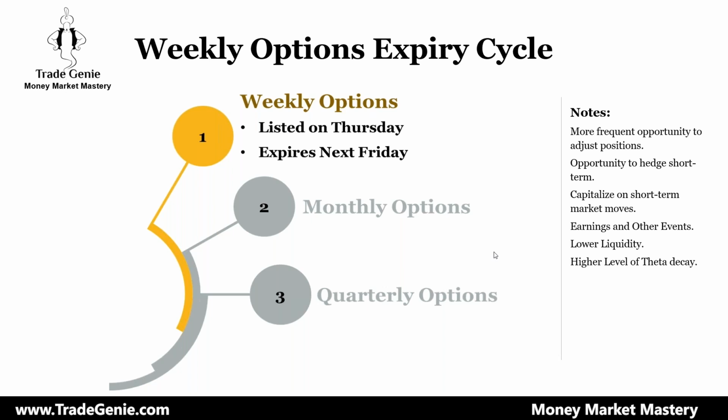If it doesn't move or goes the other way, then you don't have time to recover because of a higher level of theta decay. So weekly options are good for short term. You have to have proper timing, capitalizing on earnings and other events. Maybe you're expecting news that will affect the market, so you are trying to hedge your portfolio. You're paying short term for some 5, 6 days. If you're buying on Monday, the option is expiring on Friday.